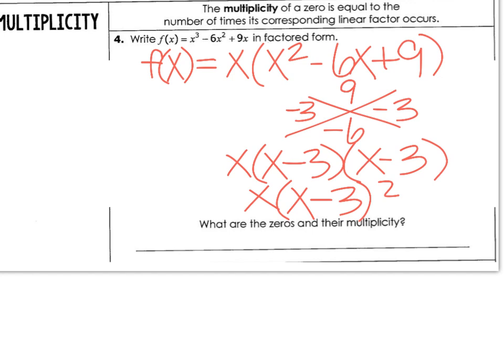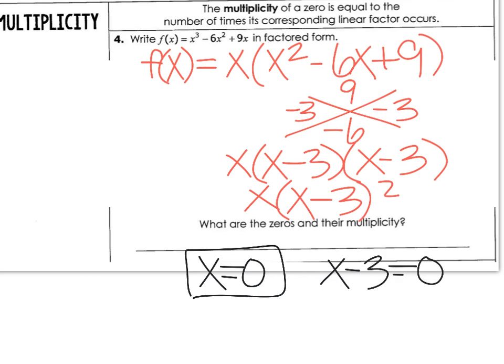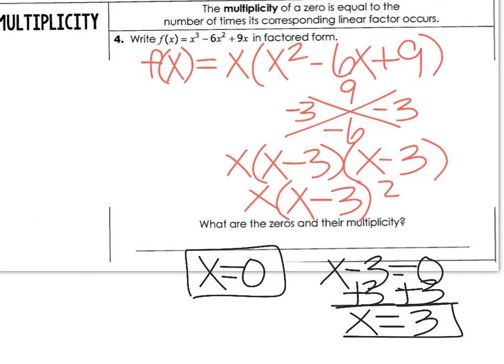I'm moving down, not enough space. So if we set x equal to 0, we set x minus 3 equal to 0, one of our zeros is 0. Add 3 to both sides. Our other 0 is positive 3. However, because x minus 3 occurred twice, we would say x equals 3 multiplicity 2 because it occurs twice.